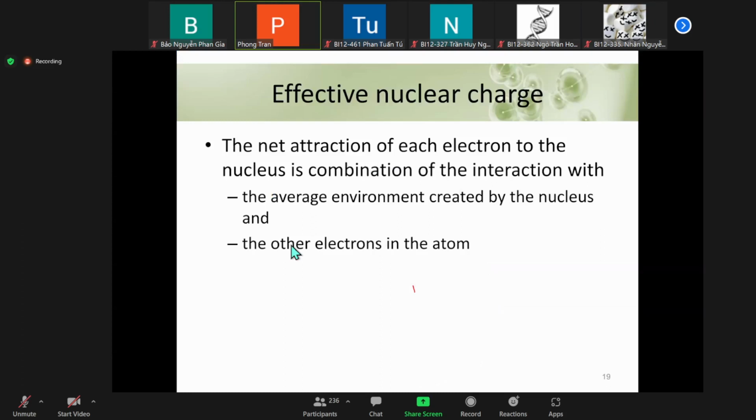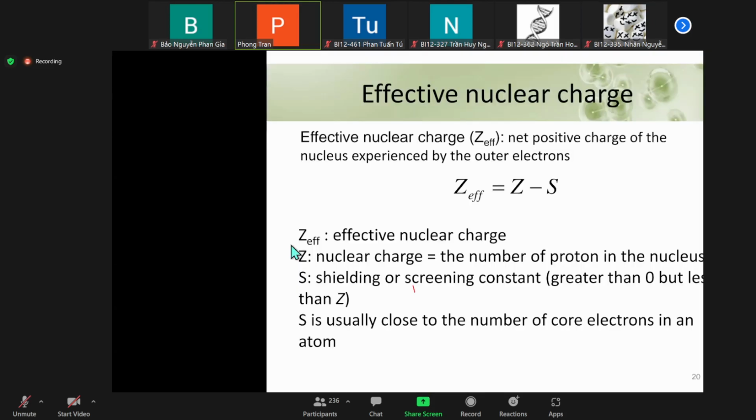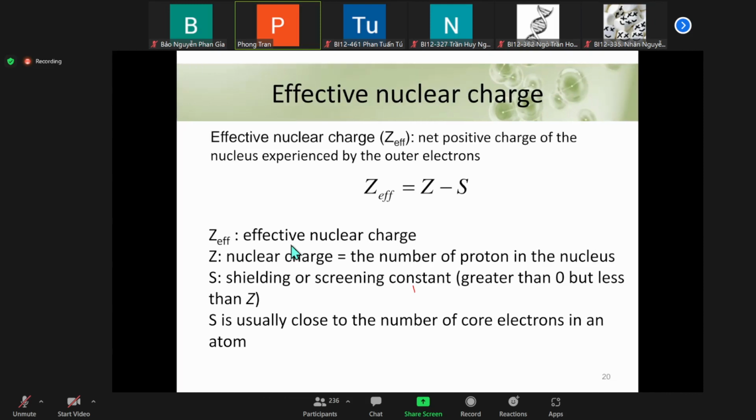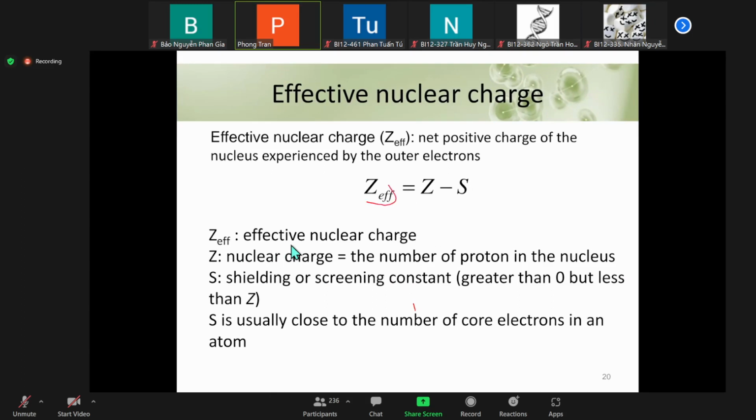So by definition, the effective nuclear charge is the net attraction of the electron to the nuclei, a combination of the interaction with the average environment created by the nuclei and the other electrons in the atom. So you can imagine the following. The effective nuclear charge is the net positive charge of the nuclei experienced by the outer electron. It equals Z, the nuclear charge, which is the number of protons in the nuclei, minus S, representing the shielding or screening constant, which is always greater than 0. Of course, for hydrogen it is equal to 0, because there is no electron shielding anymore.